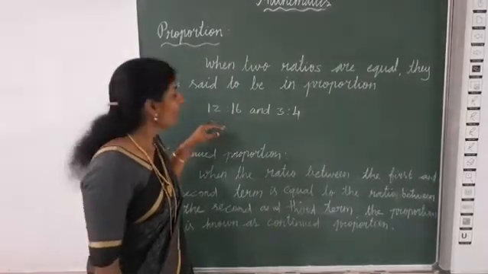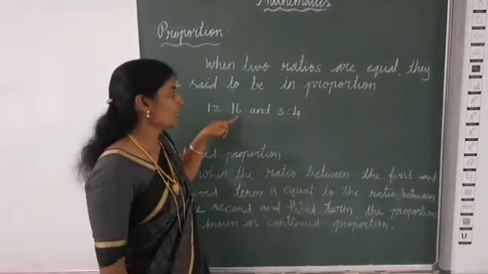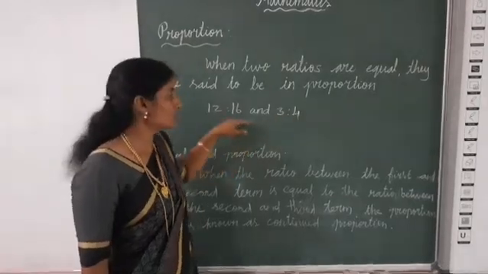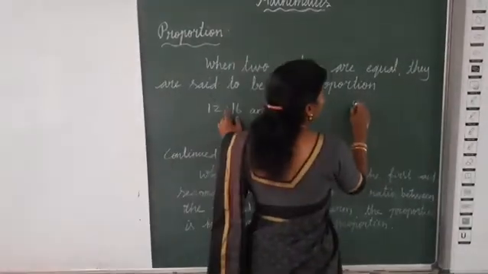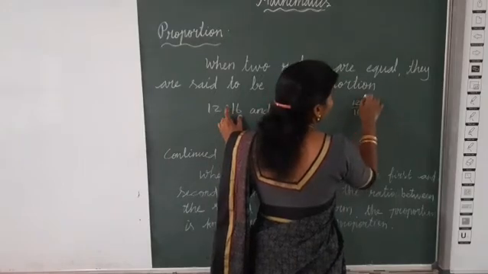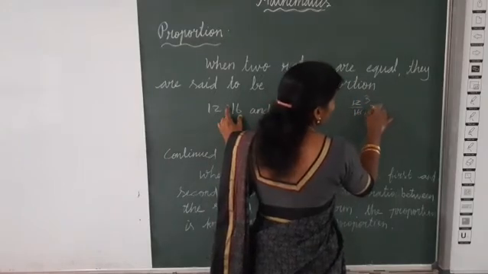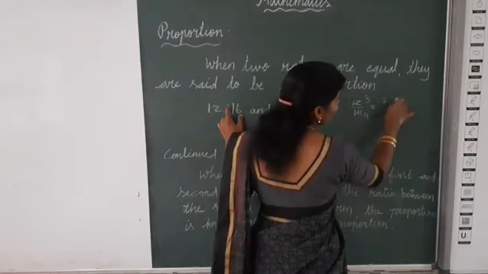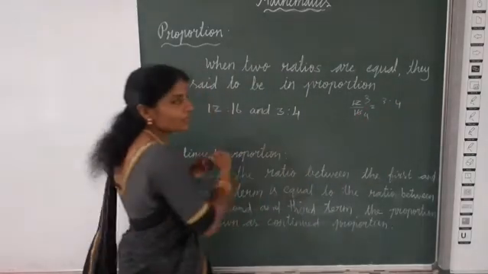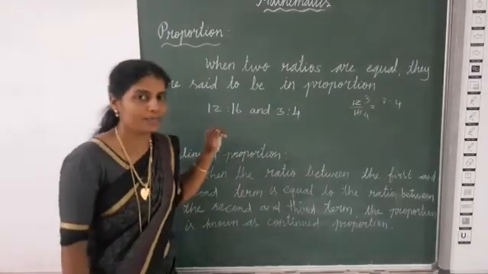Now listen here, 12 is to 16 and 3 is to 4. These two ratios are equal, because 12 by 16: 3 fours are 12, 4 fours are 16, so 3 is to 4, isn't it? So these two ratios are equal, so we can say this is proportion.